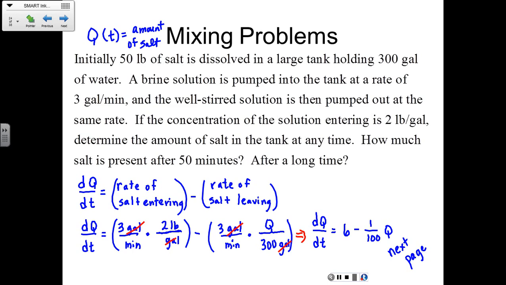If the concentration of the solution entering is 2 pounds per gallon, determine the amount of salt in the tank at any time. So here's a question. I'll put it in red so we see it. How much salt is present after 50 minutes? So that's going to be B. And C is after a long time.